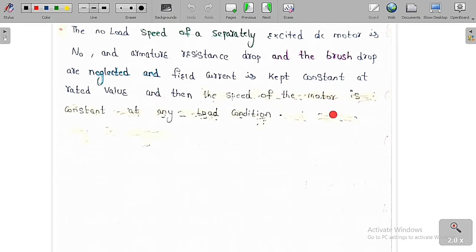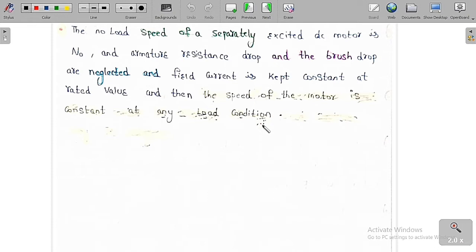Because here we can see clearly, as we neglect the armature resistance drop and the brush drop, Eb is always equal to V. It is a DC motor, so the supply is DC, so Eb is nearly equal to the supply voltage. The field current is constant, so flux is also constant. Now we can say that Eb is nearly equal to V and the flux is always constant. Eb is directly proportional to N into phi, so N is directly proportional to Eb by phi.